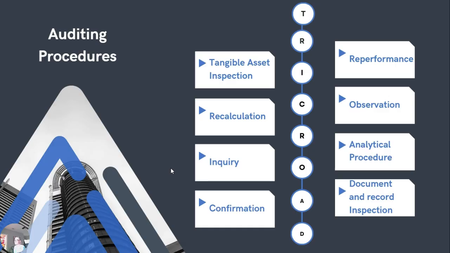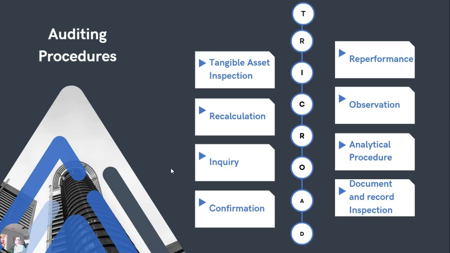So that's reperformance. Observation is another test of control where we will be watching someone perform that control. So observation, watching someone do a job. Typically, observation is done when we are looking at inventory observation. So the client is ultimately going to be responsible for counting their own inventory, but we would watch them count their inventory. So that would be that inventory observation, watching someone do a job.